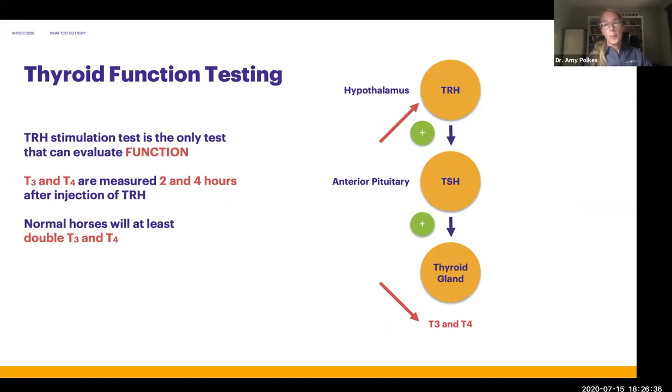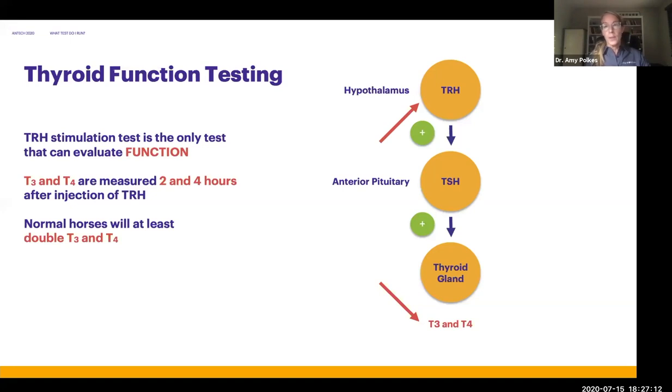So what about thyroid function testing? Why is this such a problem for us? The problem is that we don't have the availability of TSH in the horse to give the horse TSH to see if we are going to be able to stimulate the gland and determine whether the gland is functioning or not. And so the only test we really have available to us at this time without that availability is the TRH stimulation test.